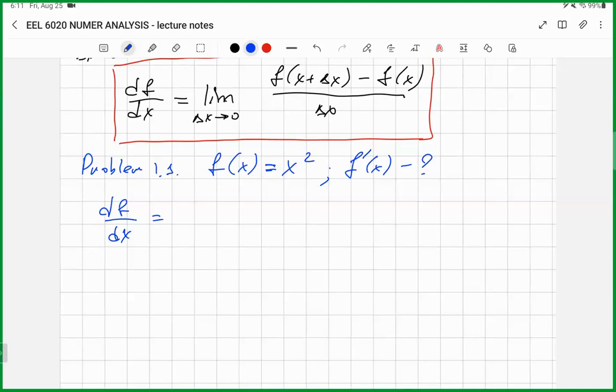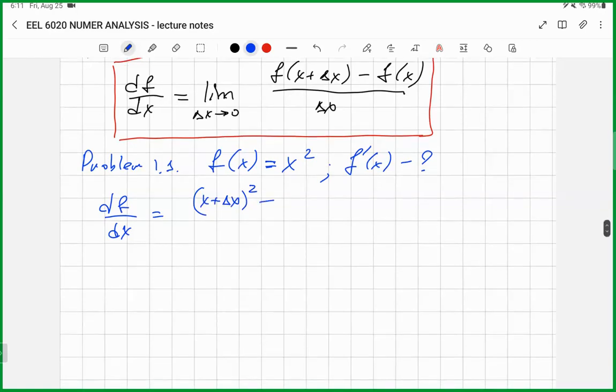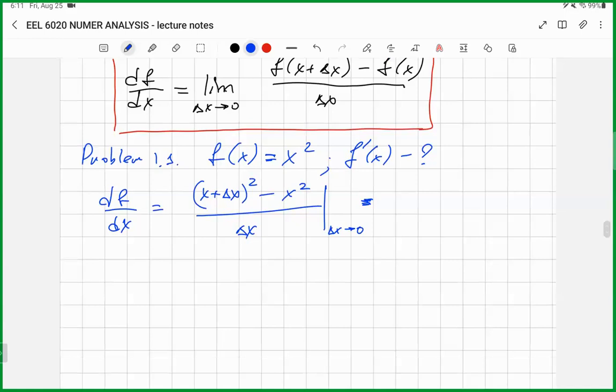So df over dx, my f is x squared, so I have to make x plus delta x, so (x plus delta x) squared, because my function is x squared. Then I have to subtract x squared, the function itself, and divide by delta x, of course as delta x goes to 0. So now I can express this (x plus delta x) squared as x squared plus 2x delta x plus delta x squared.